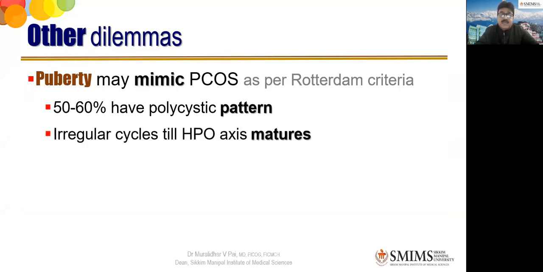Irregular cycles till the HPO axis matures is not at all uncommon. We know this. Don't expect them to have cycles regularly. Not necessary. Let them enjoy education. Let them enjoy schooling. Let them enjoy college. But of course, they must have one menstrual cycle in 3 months to avoid hyperplasia of the endometrium. Otherwise, just don't bother. Most of the time, I tell the young girls, adolescents, and their mothers also that if they have once in three months, just don't bother.